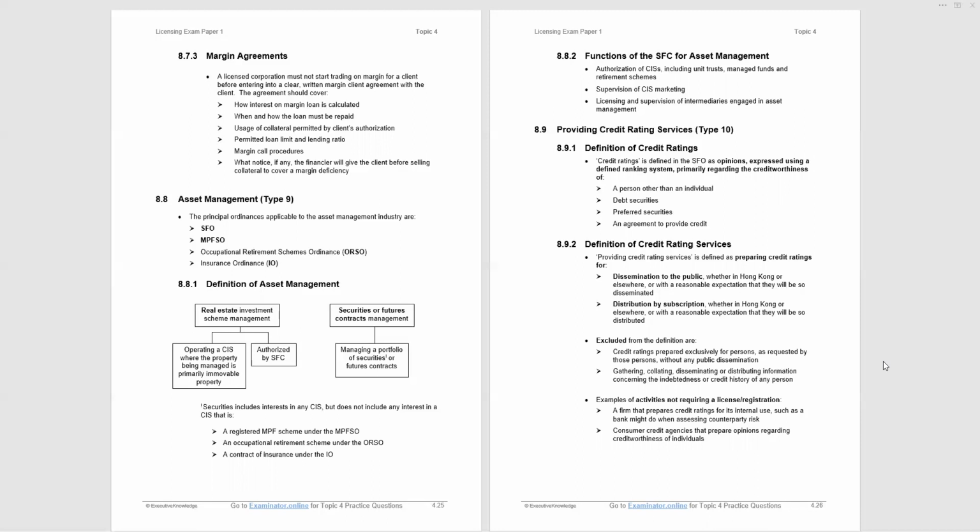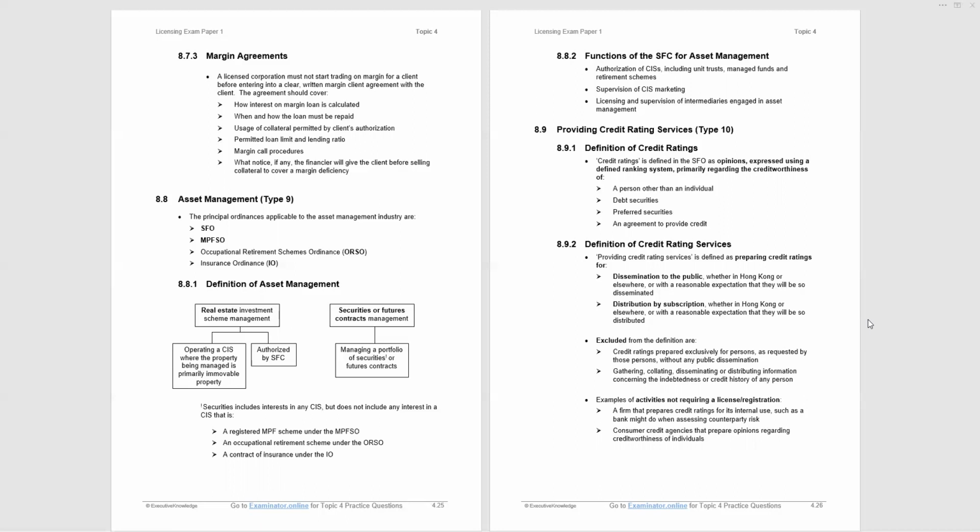And that is why technically they are not defined as securities under the Securities and Futures Ordinance. Top of 4.26, we look at the functions of the SFC for the world of asset management. They authorize collective investment schemes that are being made available to the public in Hong Kong. That's one of their major tasks in the world of collective investment schemes. They will supervise collective investment scheme marketing and license and supervise intermediaries. That is the Type 9 license engaged in asset management.